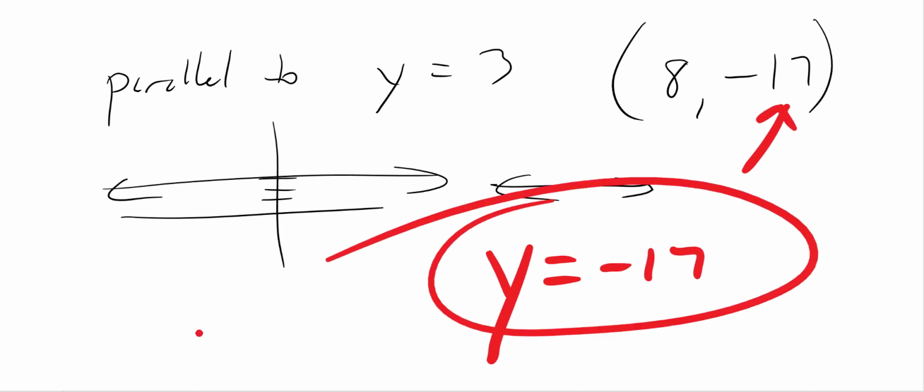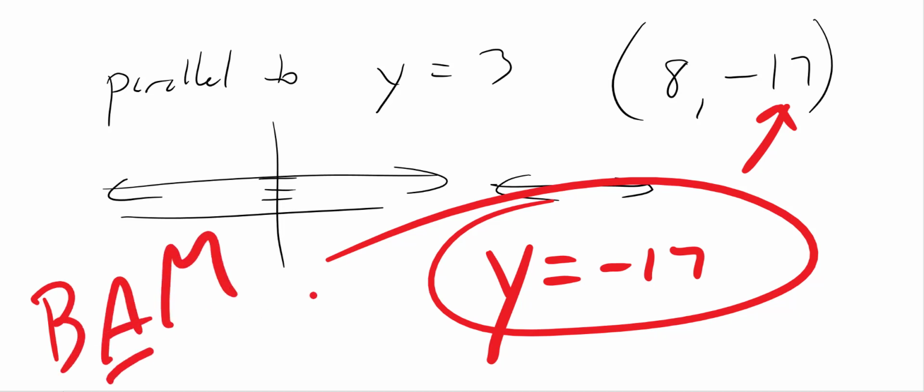Remember what we call these? We call these BAM problems, because they are really easy. You don't have to do a lot of work. You don't have to find the value of b. You just go, oh, it's parallel, so it's another y equals. Oh, it's an x equals problem. Oh, it's parallel, so it's another x equals. So they're really, really easy.